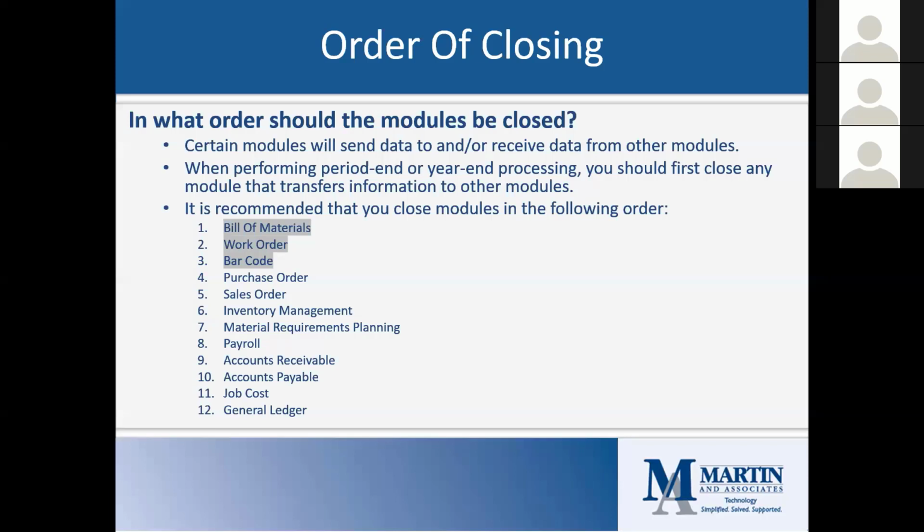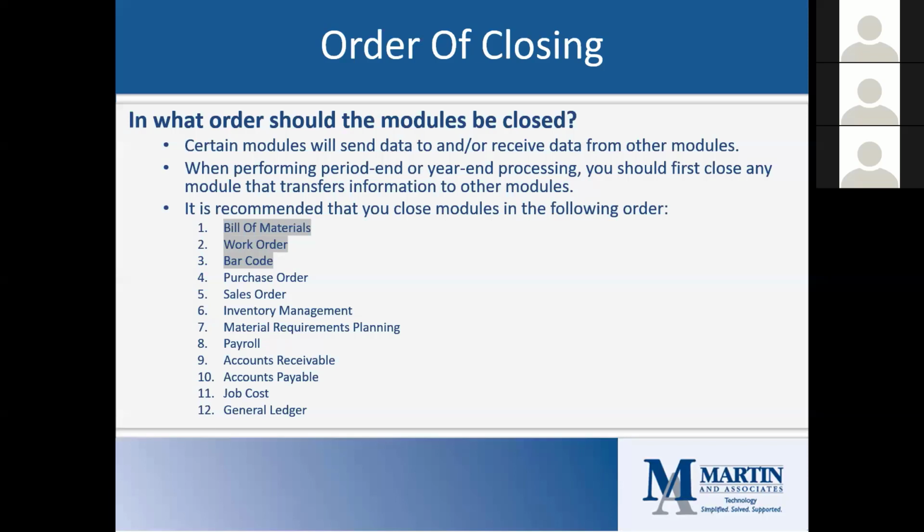This is the recommended order for closing the modules that Sage has. You'll see it goes from work, bill of material, and work orders, and then barcode, then PO, then SO, inventory, through MRP, payroll, AR, AP, job cost, general ledger. You'll notice the first three I have highlighted with a gray background, and that's because those three modules don't really have a period end / year end process that you run. There's not a menu option to close those modules. For those modules, the year end or period end process is just to make sure you have all the work for that month or year you're closing completed in that module first.